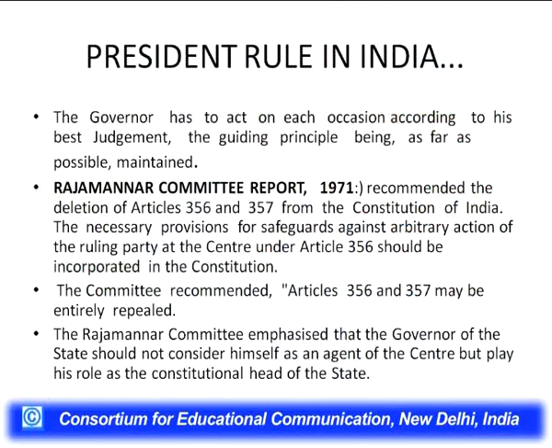Rajamannar. If you see some of the suggestions given by the Rajamannar committee, some of the recommendations were very drastic in nature. The very first recommendation of the Rajamannar committee was for the repeal or deletion of Articles 356 and 357 of the Constitution. What he suggested is that necessary provisions for safeguarding against arbitrary actions of the ruling party at the center under Article 356 should be incorporated in the Constitution. So the view of this committee was that Articles 356 and 357 may entirely be repealed.